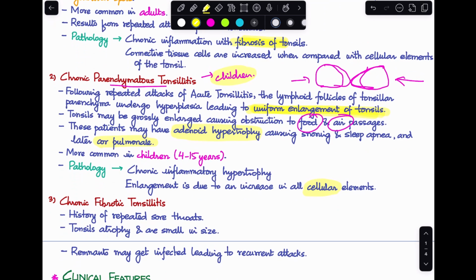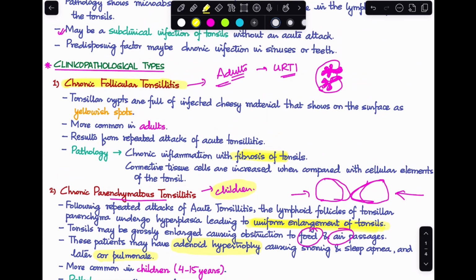The third type is chronic fibrotic tonsillitis. Now, as the name suggests, the tonsils are fibrotic, they atrophy, and they become small in size instead of large. So, parenchymatous tonsillitis is when the tonsils have enlarged in size. In chronic fibrotic tonsillitis, the tonsils have atrophied and become smaller. There is a history of repeated sore throat attacks, and even though the tonsils have become fibrotic and shrunk in size, the remnants of the tonsillar tissue may still keep getting infected, leading to recurrent attacks. So, these are our three different types of chronic tonsillitis.